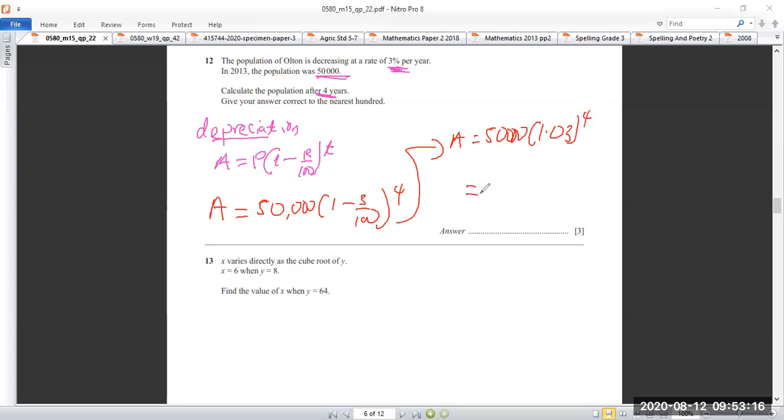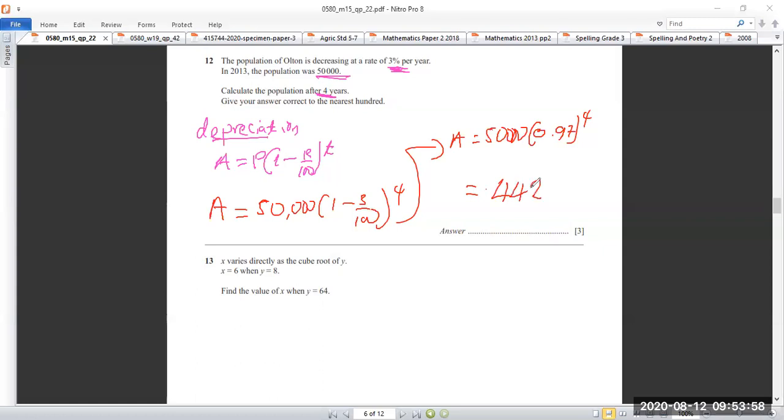Which is minus, not positive. That one will be 0.97 because we subtract here. This is 1 minus 0.03, so it is 0.97. So this is 60,000 times 0.97 to the power 4. So the answer is 44,264.